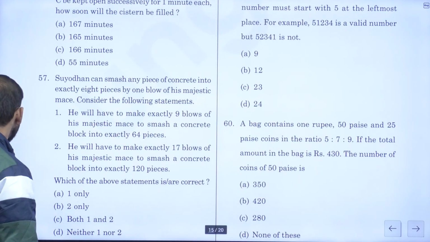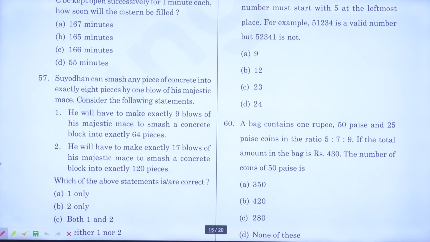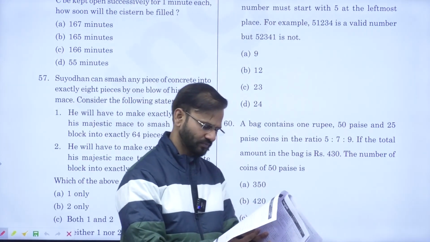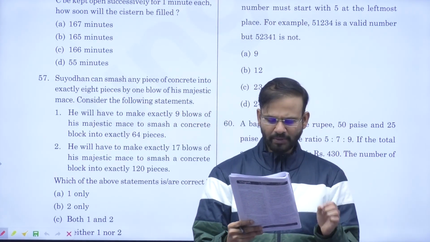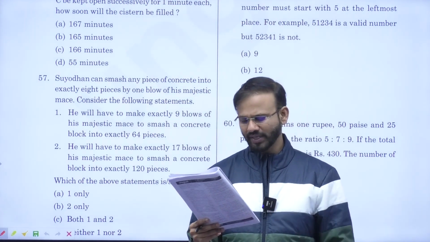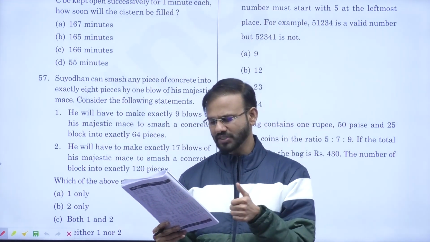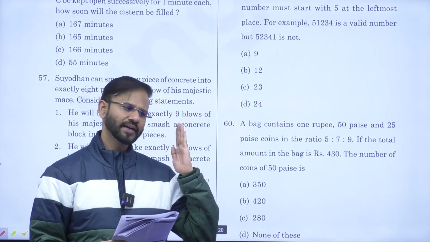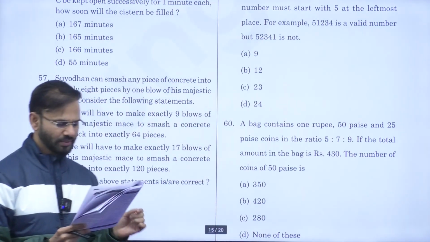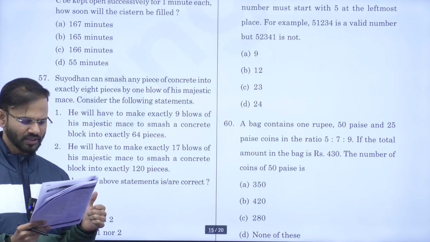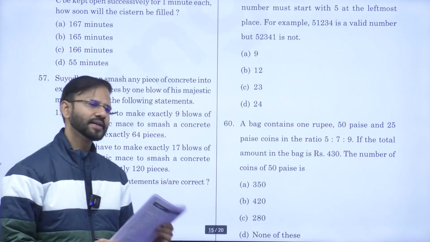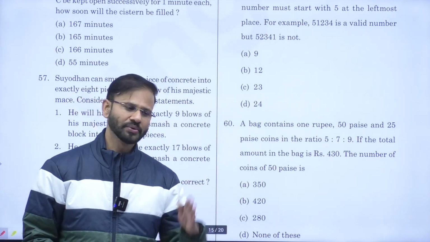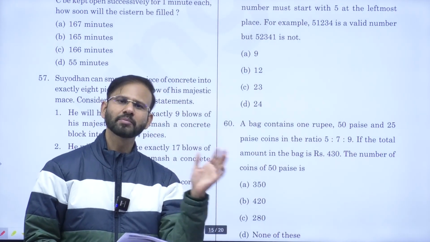Okay guys, this question number 57. 57 is saying, Suyodhan can smash any piece of concrete into exactly 8 pieces by one blow of his majestic mace. Consider the following statements. So Suyodhan, in one shot, breaks any one concrete piece into a total of 8 pieces. So guys, 8 means what? This is 1 plus 7. 1 piece is already there, 7 pieces are extra. So in one hit 7 pieces extra are being formed.